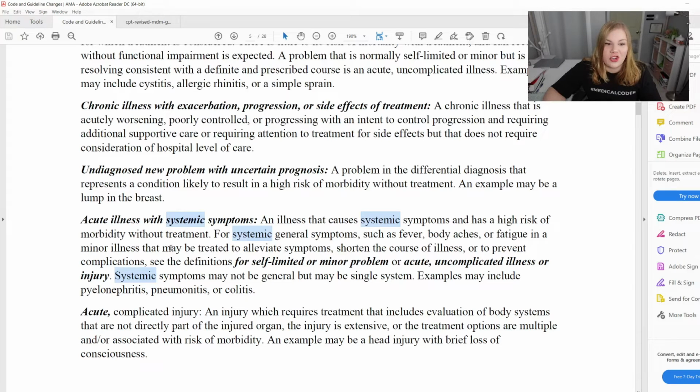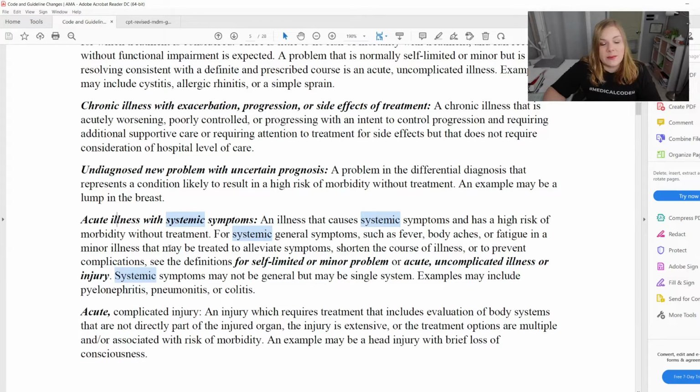For systemic general symptoms such as a fever, body aches, and fatigue, and a minor illness that may be treated to alleviate symptoms, shorten the course of the illness, or to prevent complications, see the definitions for self-limited or minor problems or acute uncomplicated illness or injury. So that's like saying just because you're coming in and you have a headache, but then you also have fever and body aches, that doesn't count it as systemic. That counts it as still that minor self-limited problem.